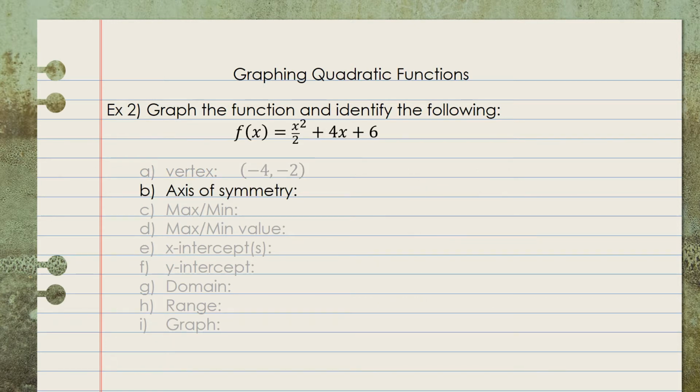Now recall the axis of symmetry is of the form x equals h. So we know it's going to be x equals, but what is our h value from the vertex? Well, that's negative 4.